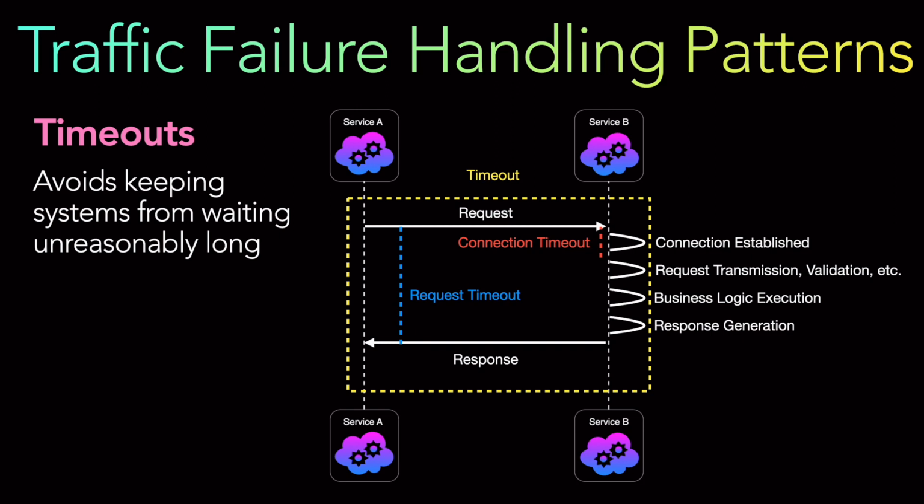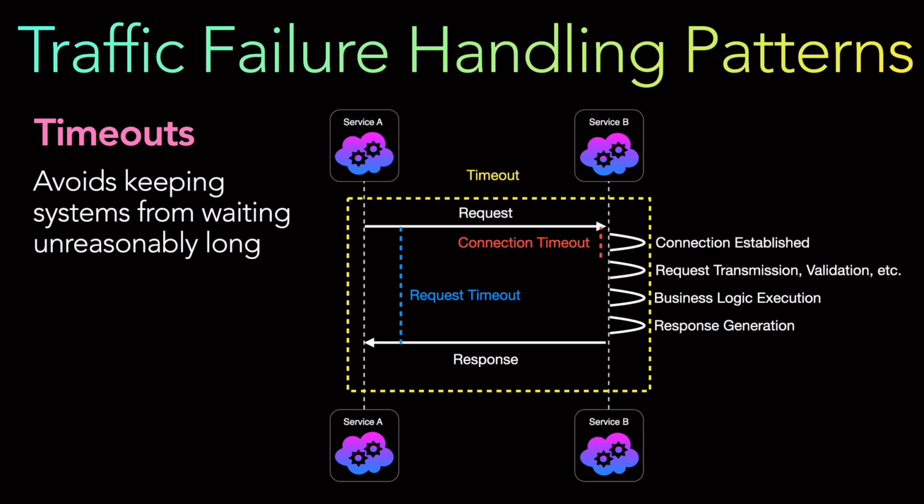So you can specify timeouts which help the calling service, in this case service A, avoid situations where it is kept in a hanging, waiting state. It doesn't even know whether service B is going to respond, or when it is going to respond. So it avoids that kind of situation. But that is one way to forcefully fail the call if service B is not responding.